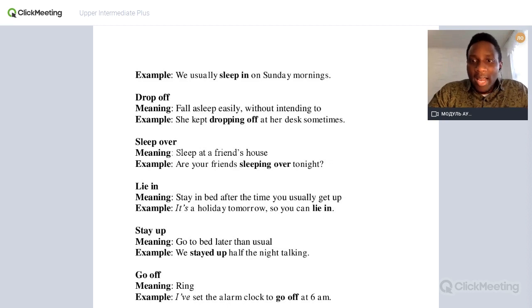Then we talk about lie in. Now, lie in means to stay in bed after the time you usually get up. So let's say, for example, there's a holiday or you're not working during the weekend, say Saturday or Sunday, then you decide to lie in. That's what it means. Lie in bed.